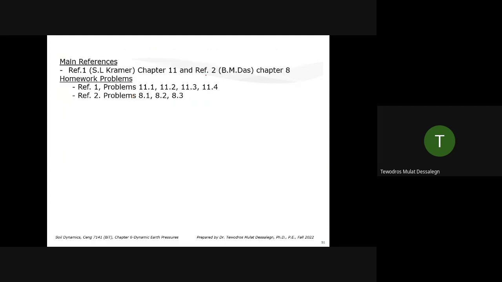That completes this chapter. The main reference for this section is still the Kramer book, chapter 11, and a reference to the Das book, chapter 8. So you have a homework here: these problems from reference 1 and additional problems from reference 2. It's due 2 weeks from today.